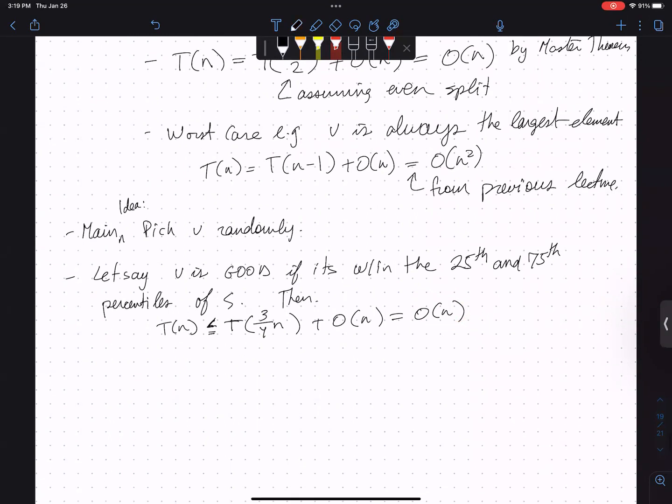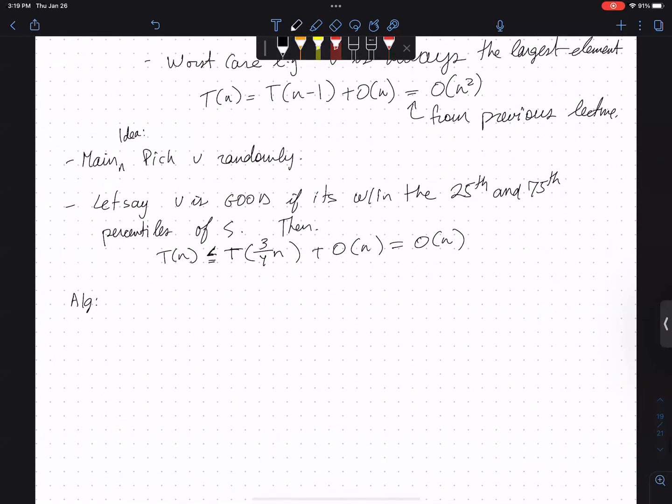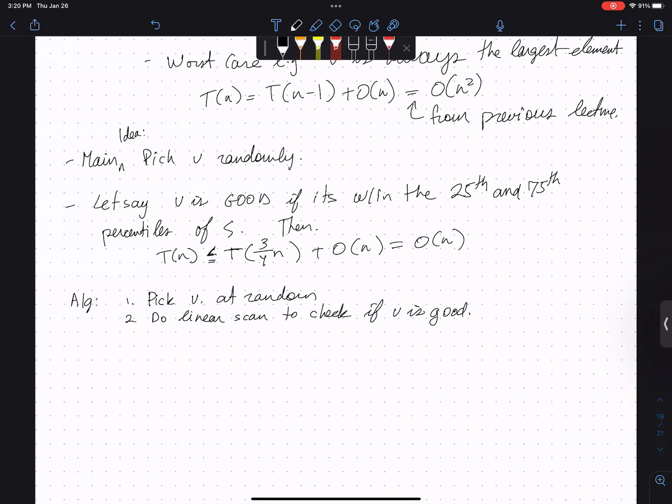Okay. So let's try to get a good pivot. Again, how do we get a good pivot? Here's the algorithm. Pick V at random. Do a linear scan to check if V is good. Just scan, count the number of elements higher than V and the number of elements lower than V, and determine if V is good or not. If not good, then go to step 1. So repeat, pick another random V.